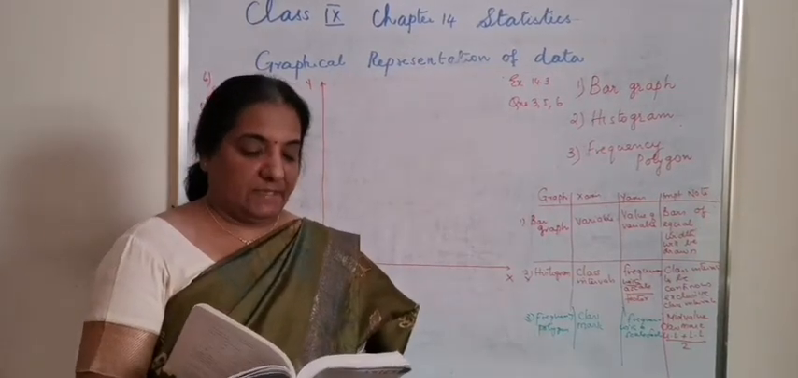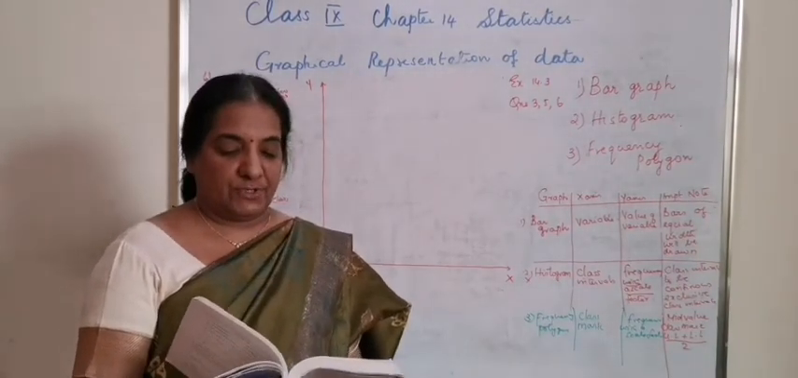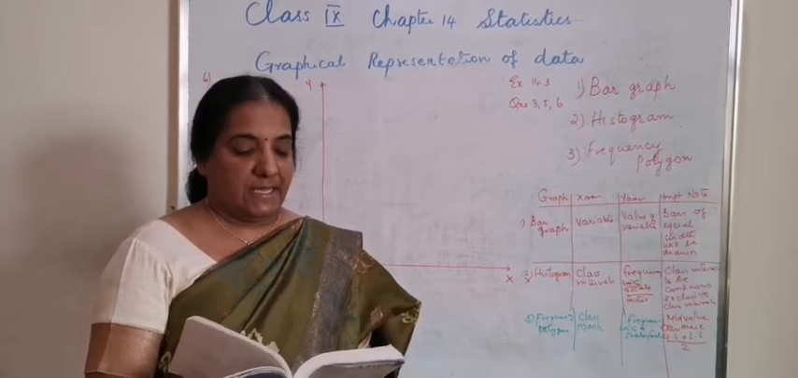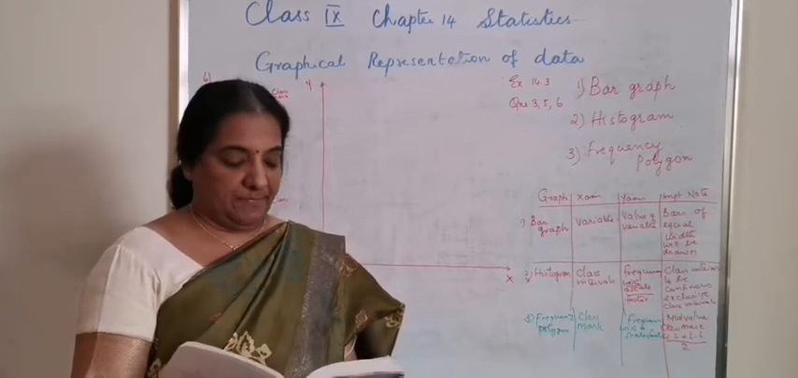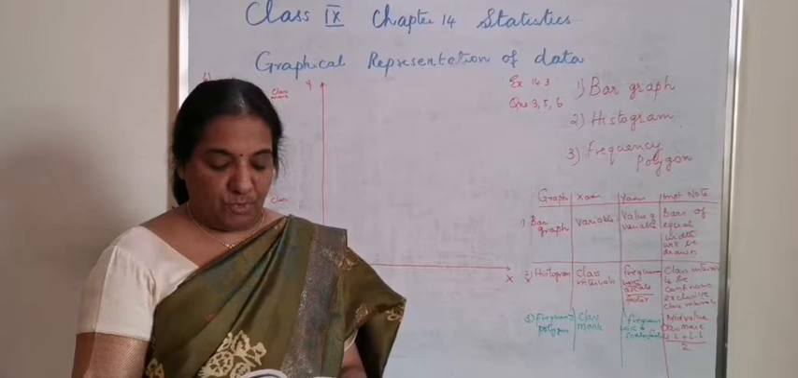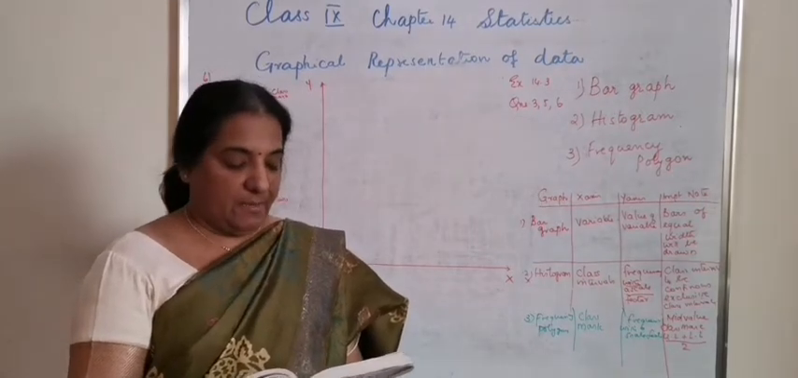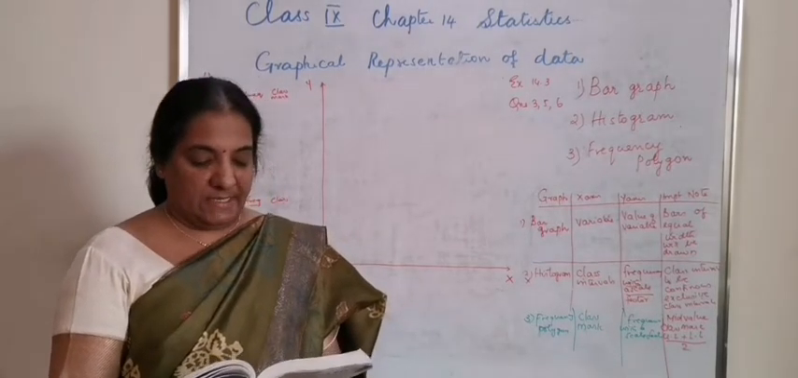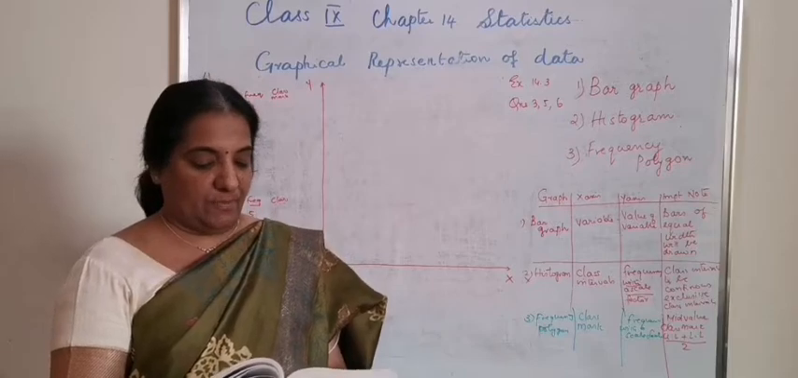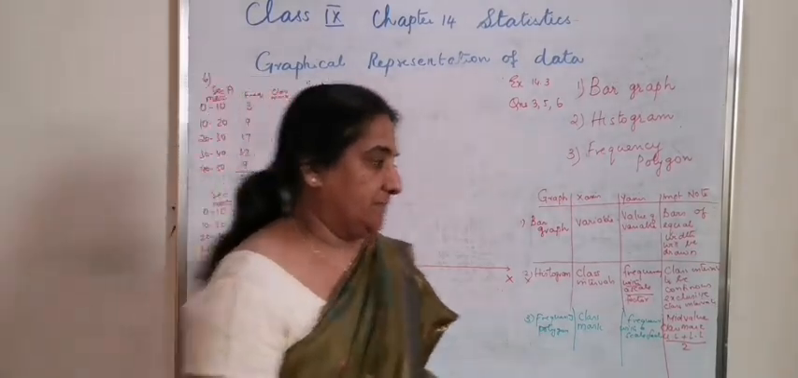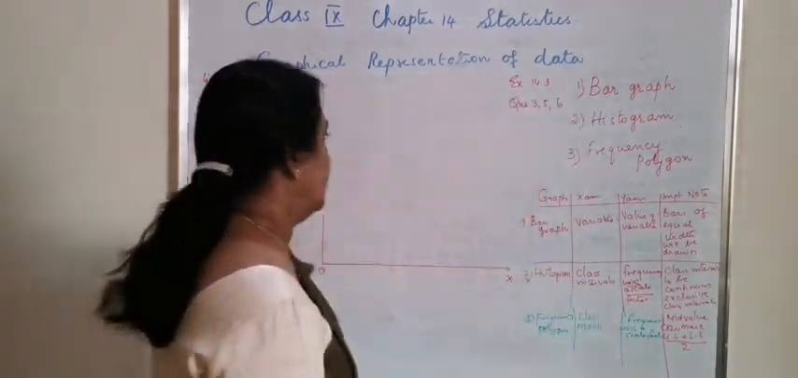Question number 6. The following table gives the distribution of students of two sections according to the marks obtained by them. Represent the marks of the students of both the sections on the same graph by two frequency polygons. From the two polygons, compare the performance of the two sections. So for that, the data is written here.